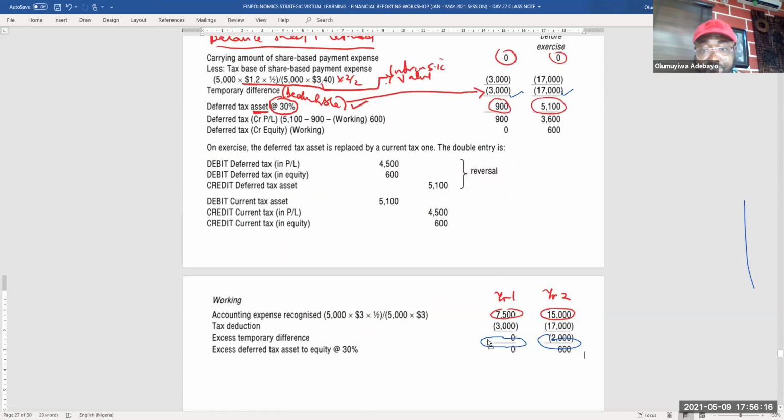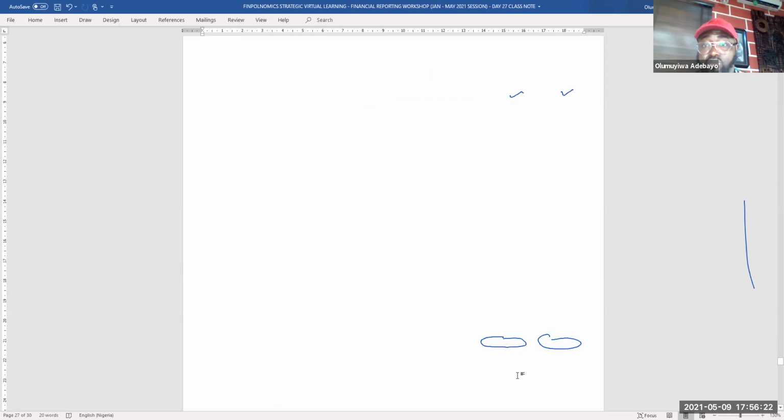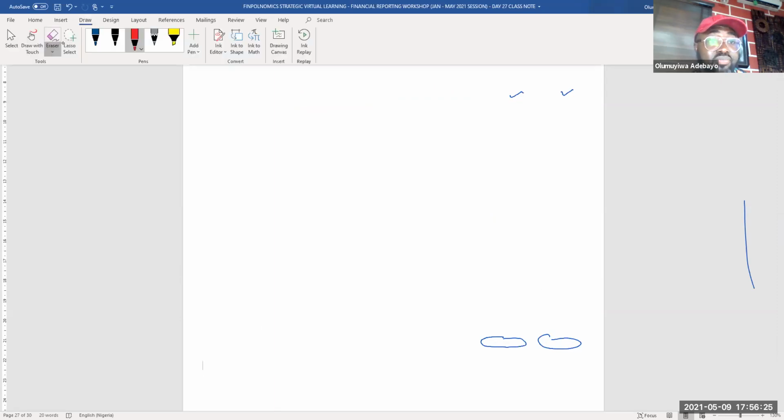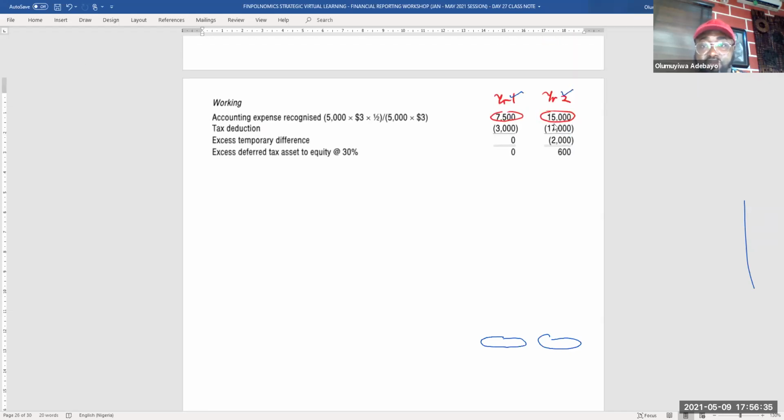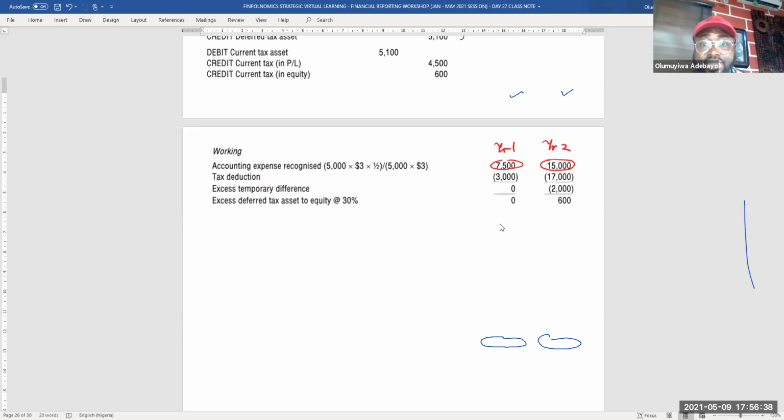Now, let us look at it here. Sorry, let me clean this up. Okay, that's annotation. Now, when you check it, 3,000 is what was recognized here, which means the tax deduction here is lower. Therefore, there's no component of it that goes to equity. But here, the tax component is higher. It means 2,000 of the temporary difference goes to equity. 30% of that is 600.